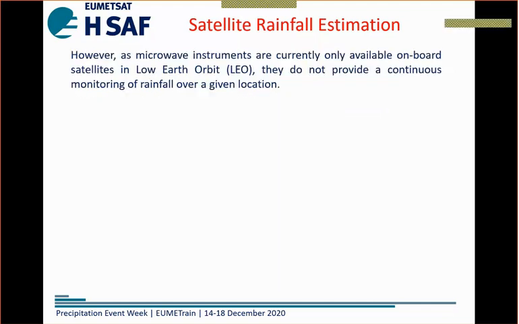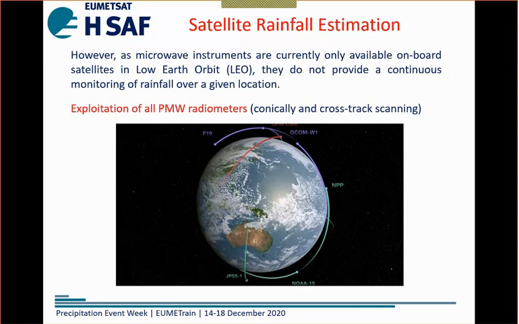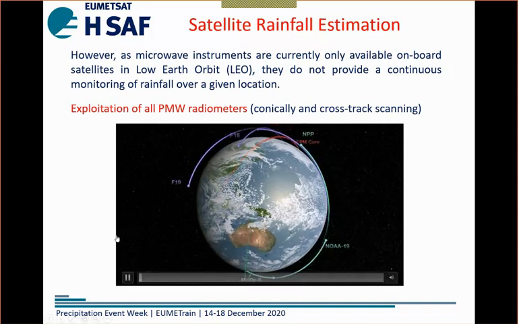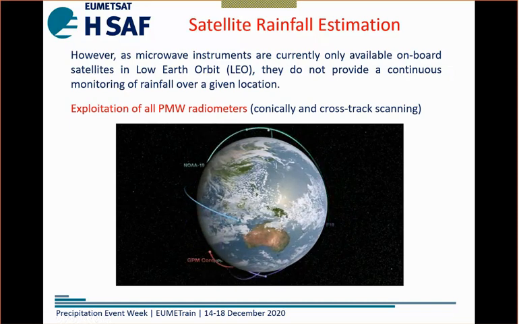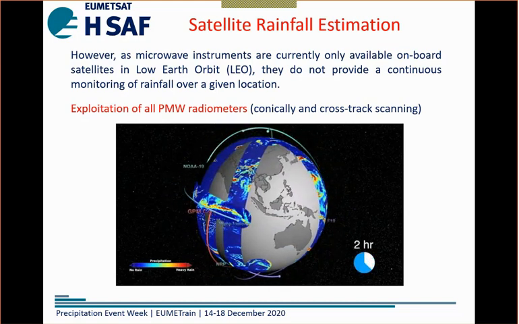However, as microwave instruments are currently only available on board satellites in low Earth orbit, so only polar satellites, let's say, they do not provide continuous monitoring of rainfall over a given location. So how can we mitigate this lack of data? The first method is to exploit all the precipitation microwave radiometers available in orbit. And you can see a movie that shows how the use of more than one satellite can supply the information about precipitation.